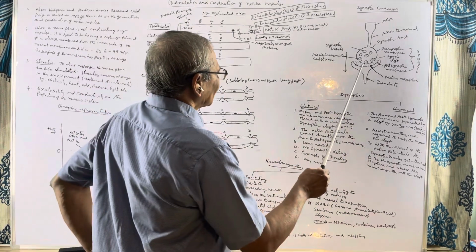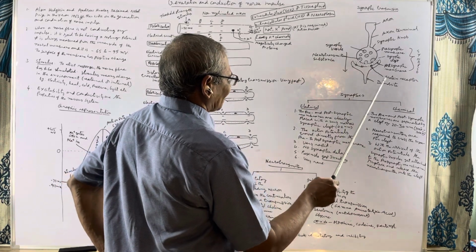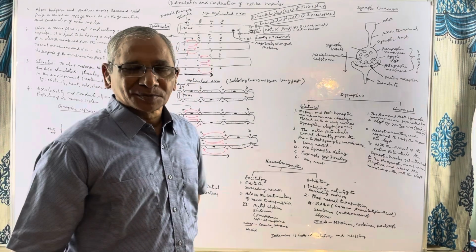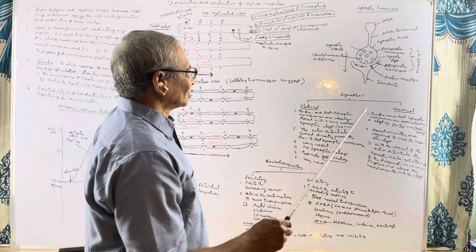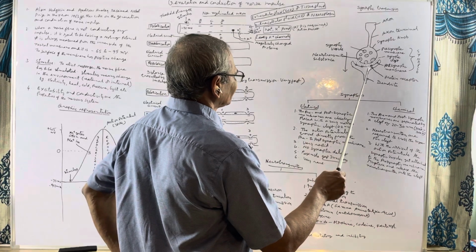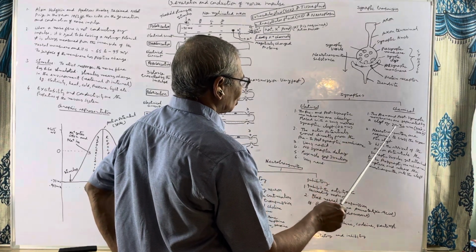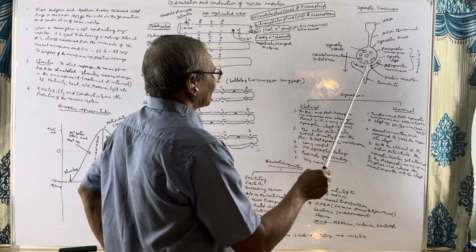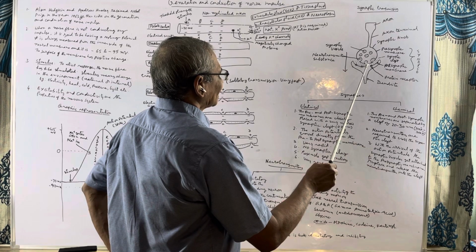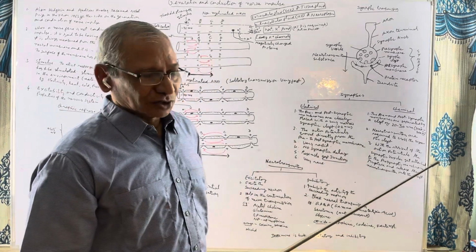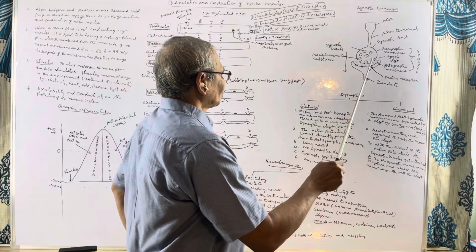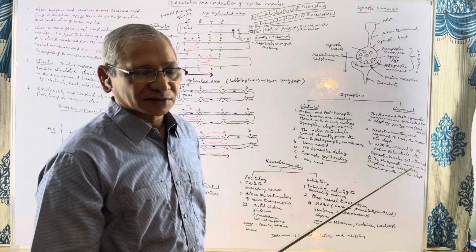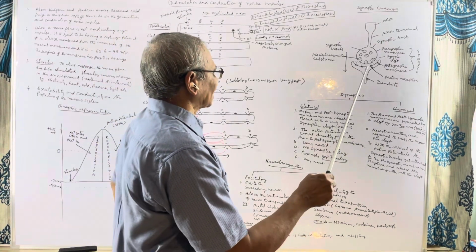Here, the width of the synaptic cleft is about 20 to 30 nanometers. 1 nanometer means 10 angstroms. So, in the case of chemical transmission, the width of the synaptic cleft is 20 to 30 nanometers or 200 to 300 angstroms. And here, neurotransmitter is required for the action potentials to cross the synaptic cleft.